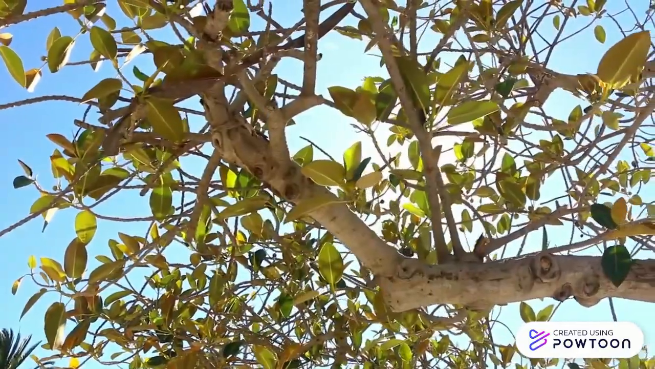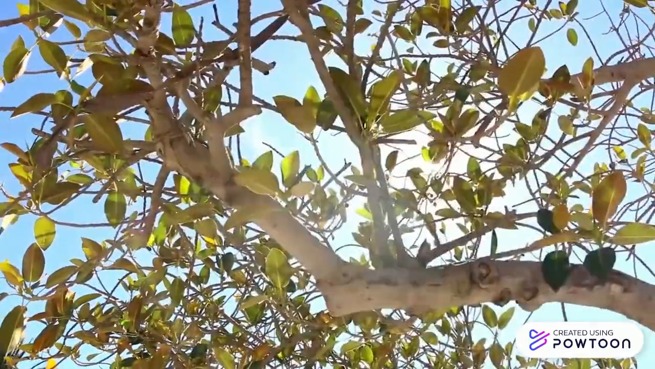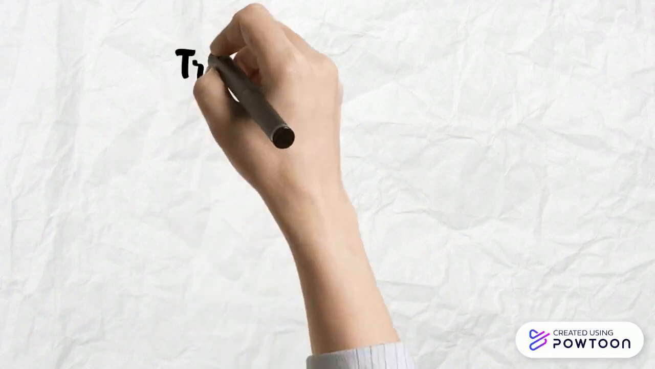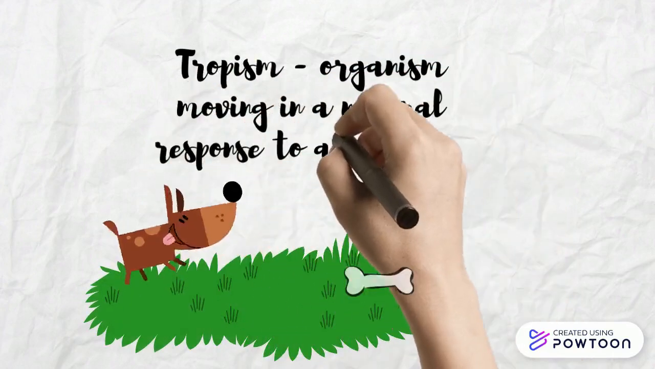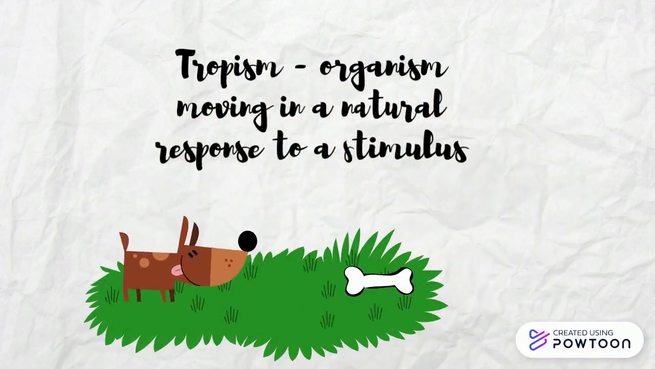Today, we're particularly going to talk about tropisms. A tropism is the natural ability of an organism to respond or react to a stimulus. And you may be wondering, what exactly is a stimulus? Well, a stimulus is a signal or event from the environment that activates a specific response from an organism.